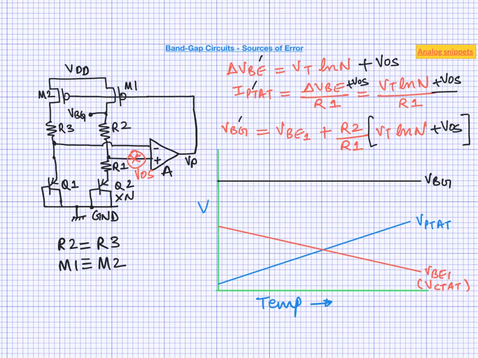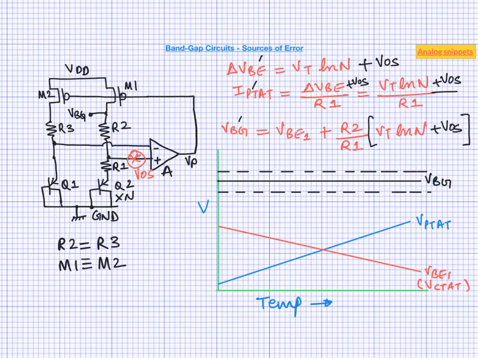Now here we can see why this offset voltage is so problematic. The bandgap circuit amplifies this offset by the R2 over R1 factor. Now this is a large factor ranging from 10 to 20. So basically we are getting 10 or 20 times amplification in offset voltage. So even 1 millivolt input referred offset can result in 10 to 20 millivolt error in the bandgap voltage. So if we assume offset to be temperature independent, this error simply shifts the bandgap up or down.